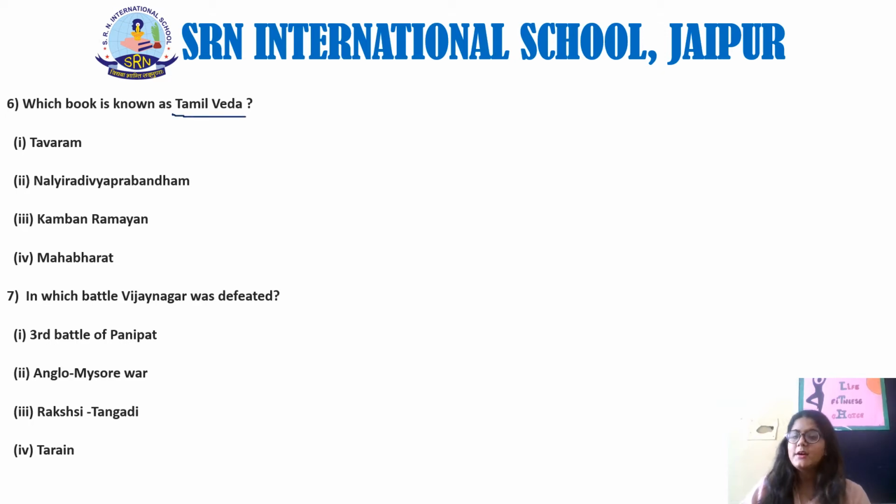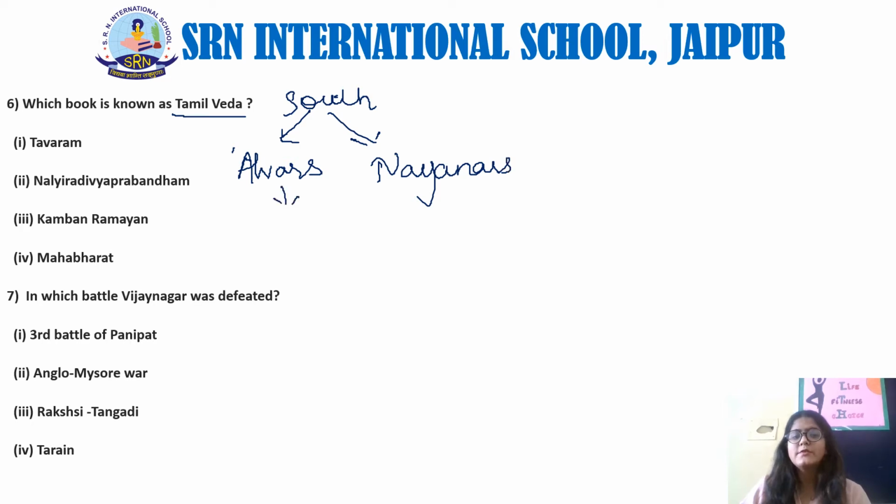Now Tamil Ved, we know that this question has been taken from the chapter Bhakti movement, and in Bhakti movement the pattern of Southern Bhakti was that there were basically two sects in South India. Very first was Alvars and another one was Nayanars. Alvars were the worshippers of Vishnu and Nayanars were the worshippers of Shiva.